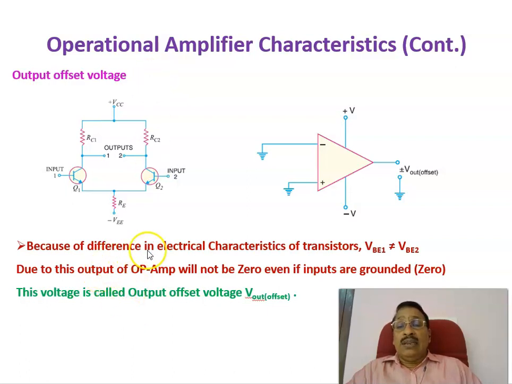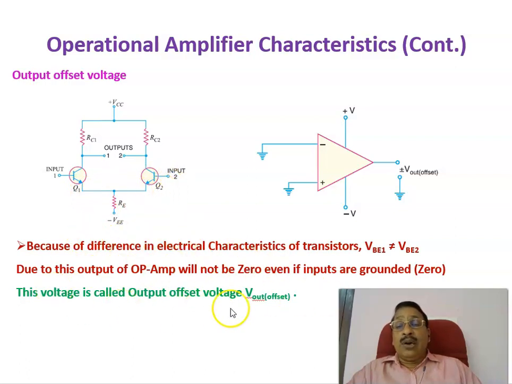Because of the difference in electrical characteristics of the transistors Q1 and Q2, VBE1 will not be equal to VBE2. That is, the base to emitter voltage VBE1 will not be equal to VBE2. Normally it will be some 0.6 or 0.7 volts, but that may not be equal for these two transistors.